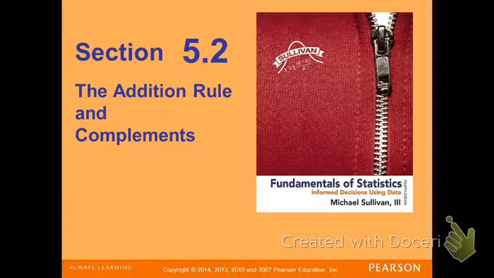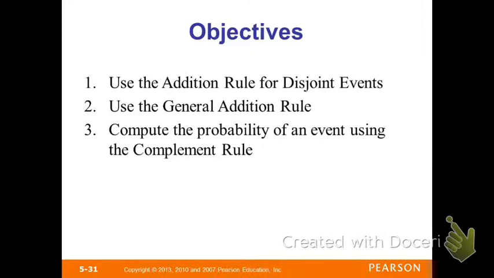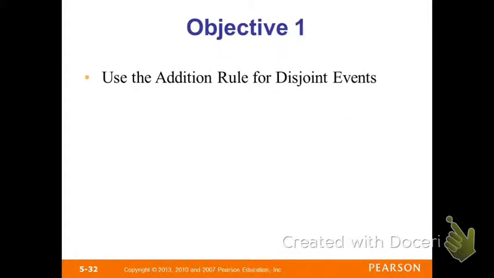Today we're going to look at section 5.2. It's the addition rule and complements rule for probabilities. Again, just like yesterday, there may be some new names in here, but the concepts are all things that you would have seen before. So the objectives that we'll be covering in section 5.2 are using the addition rule for disjoint events. We'll be looking at the general addition rule, and we'll also be computing the probability of an event using the complement rule. And again, there may be some terminology there that you're unfamiliar with, but this is going to be familiar material once we get rolling.